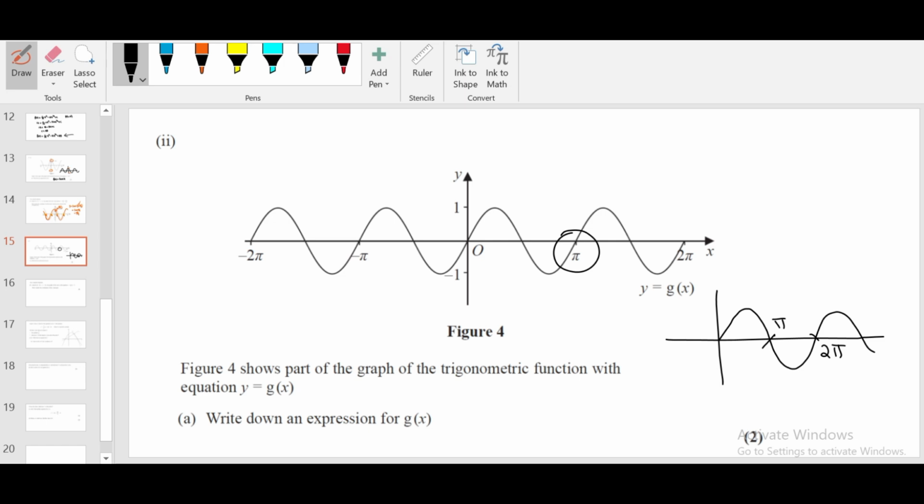That means the 2 pi has been divided by 2. So the equation should be sine 2x. I don't need to put a bracket, just write sine 2x, because for sine 2x we divide all the x coordinates by 2. That's the transformation we learned, right? So the answer here is g of x is equal to sine 2x. That's all.